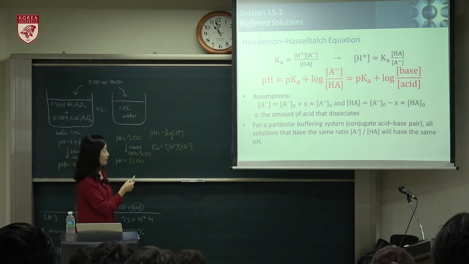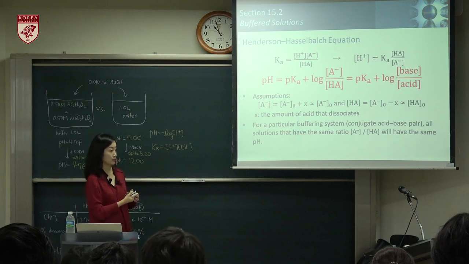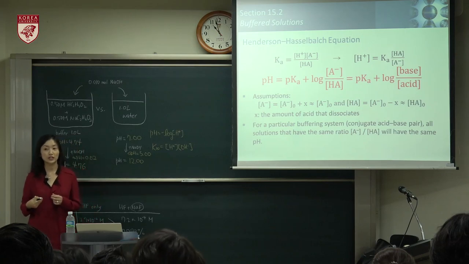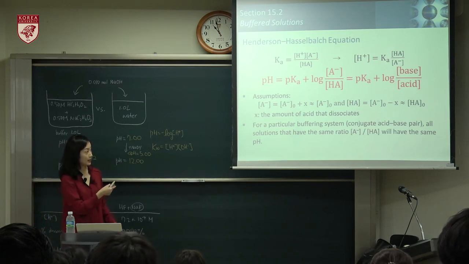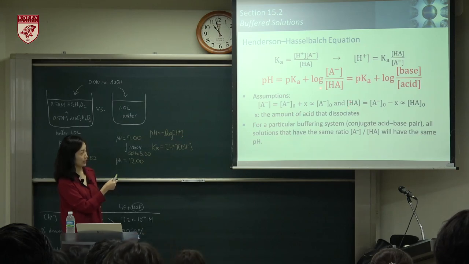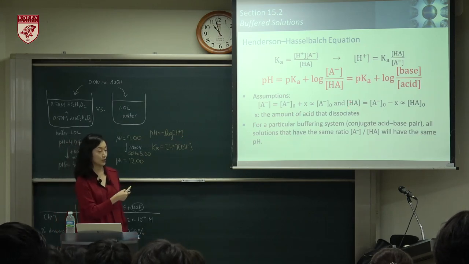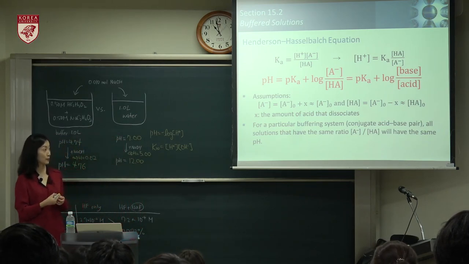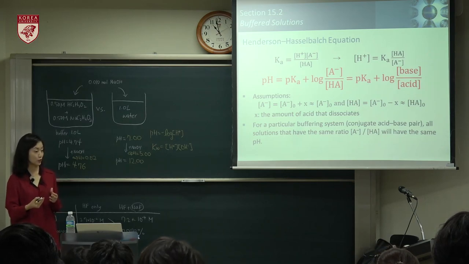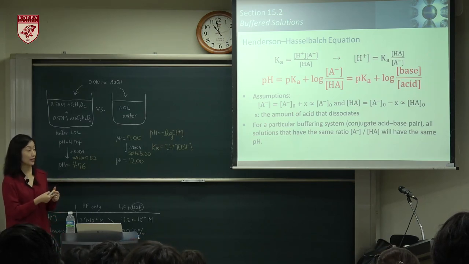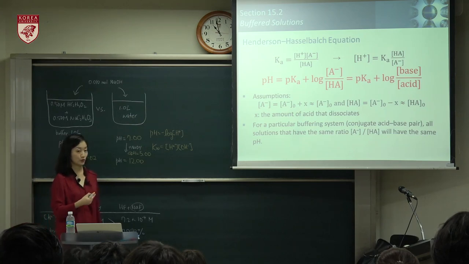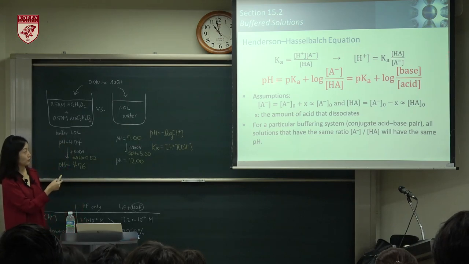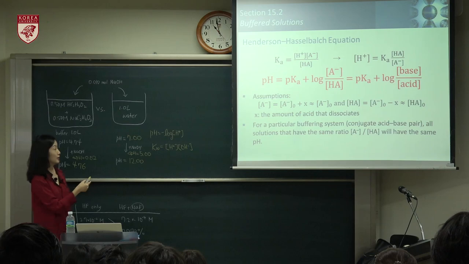It is that we assume that the equilibrium concentration of A minus is equal to the initial concentration of A minus, and the equilibrium concentration of HA is equal to the initial concentration of HA. Since buffers contain large amounts of the initial concentrations of A minus and HA, these assumptions are generally acceptable when using buffers. So we can use the Henderson-Hasselbalch equation to find the pH for a given buffer.